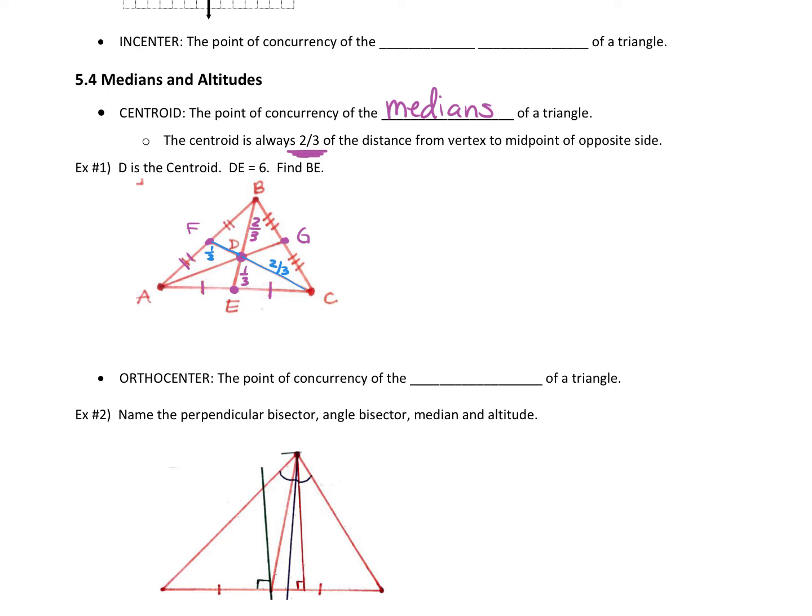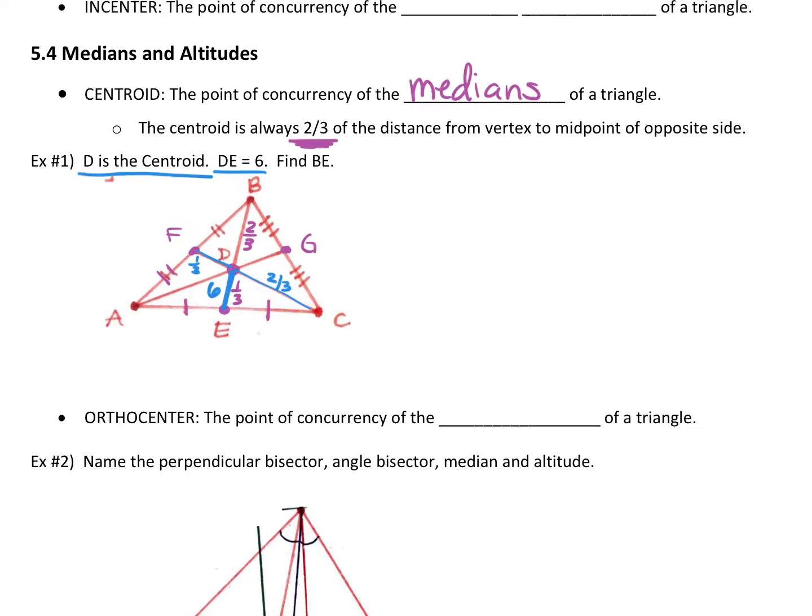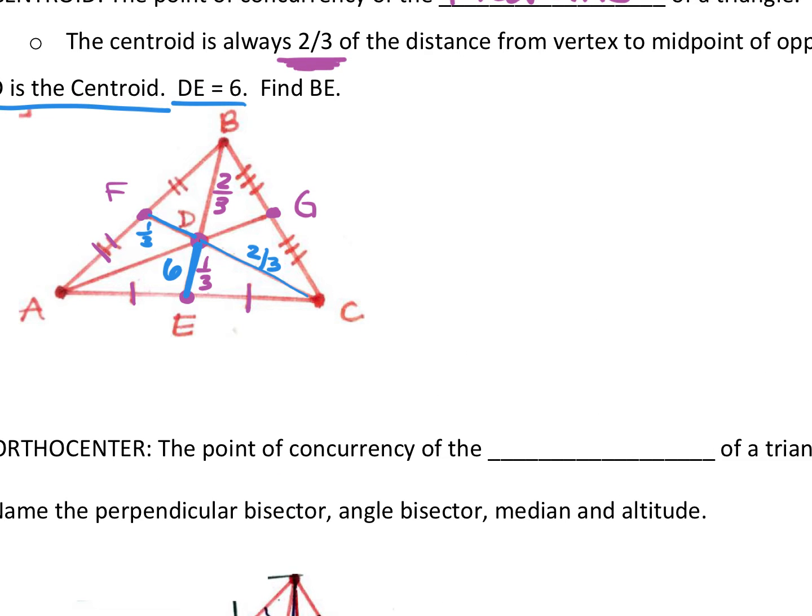So here's what you have to do with this. It says D is our centroid, and DE has a length of 6. So this length right here is 6 units. If that is 1/3 of the segment, then what is the length of BD? 12, right? 2/3 would be doubling it. So this is going to be 12. So BD would be 12. DE we said was 6. So what is BE? 18. You take the 6 and the 12 and you add them together.